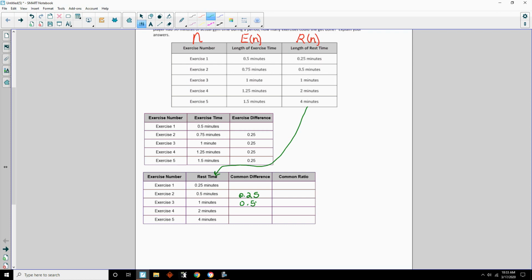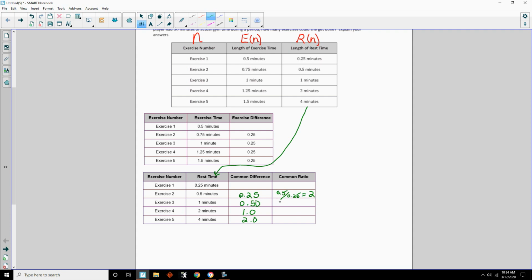So right there we see that the common differences are different, so therefore it is not an arithmetic sequence. 2 minus 1 is 1. 4 minus 2 is 2. So there's the common differences: a quarter, a half, 1, and 2. So then we want to do common ratio. In order to find common ratio, you take exercise 2 rest time divided by exercise 1 rest time, or 0.5 divided by 0.25. And that will give us 2.